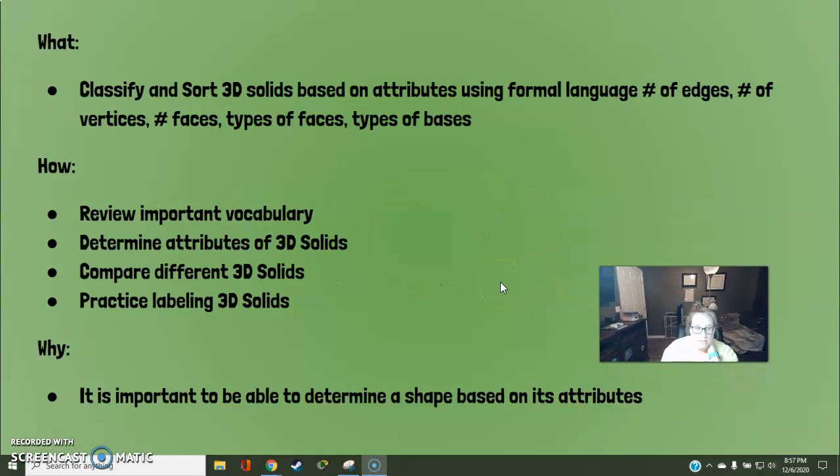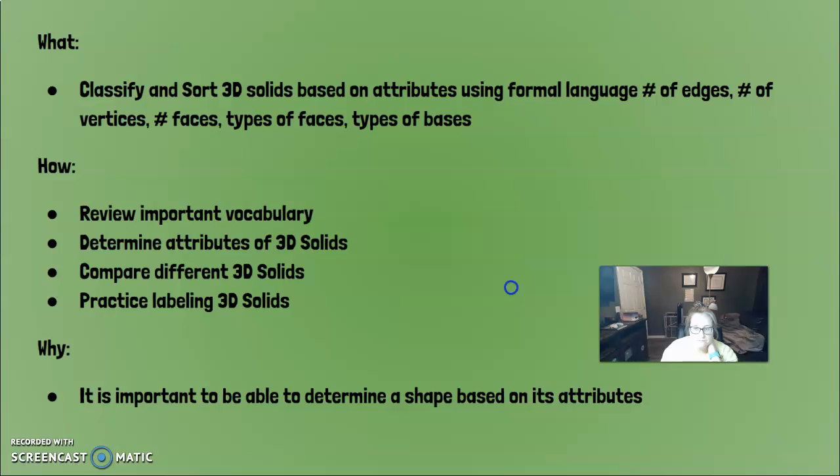Today we are going to classify and sort 3D solids based on attributes using formal language. So how many edges they have, how many vertices they have, how many faces they have, and what shapes the faces are. We're going to do this by reviewing important vocabulary. We're going to look at some 3D solids and determine their attributes. We're going to compare 3D solids, and then you're going to actually practice labeling and comparing solids. And we do this because it's important to be able to determine a shape based on its attributes.